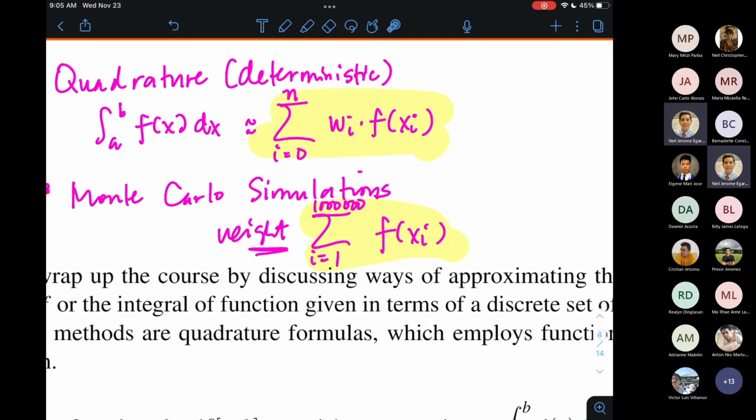Alright? Or we can compensate. If we cannot make n very, very large, maybe we should do a better job in choosing the weights. That's what the weights are for. But in Monte Carlo, I think this is much more pronounced, that you just need a great many points to get a good approximation of the function value. But let's focus more on quadrature rules for now and leave Monte Carlo simulations for a later module.